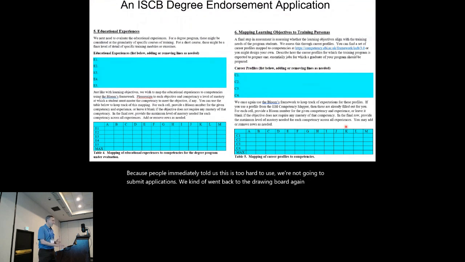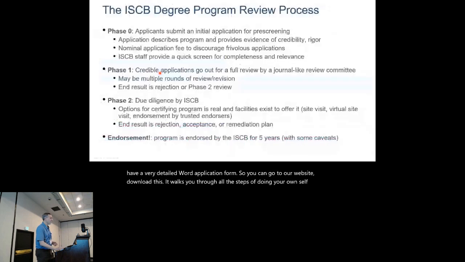We now have a very detailed Word application form. So you can go to our website and download this. It walks you through all the steps of doing your own self-assessment in terms of competencies. And we set up a process modeled on essentially a journal review system for how we could go through these evaluations.